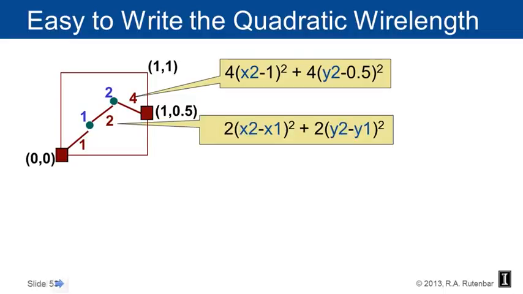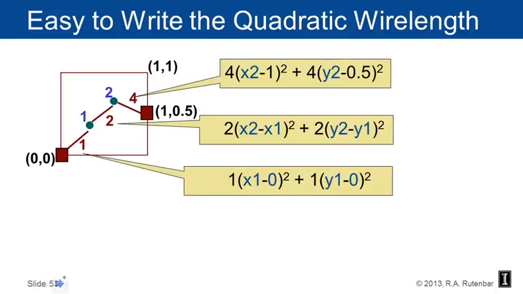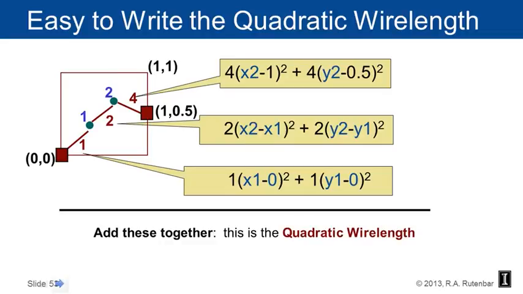The other wire that connects gates 1 and 2 has weight 2, so you get 2 times (x2 minus x1) squared plus 2 times (y2 minus y1) squared. The final wire has weight 1, and it connects to a pad: 1 times (x1 minus 0) squared plus 1 times (y1 minus 0) squared. Those are the components of the quadratic wire length. You add these all together, and that's it. This is really as simple as that.